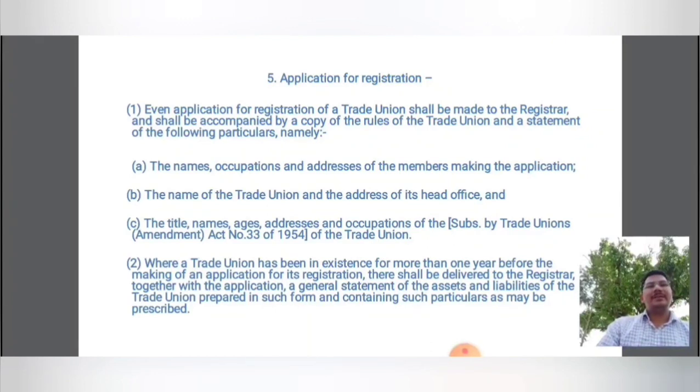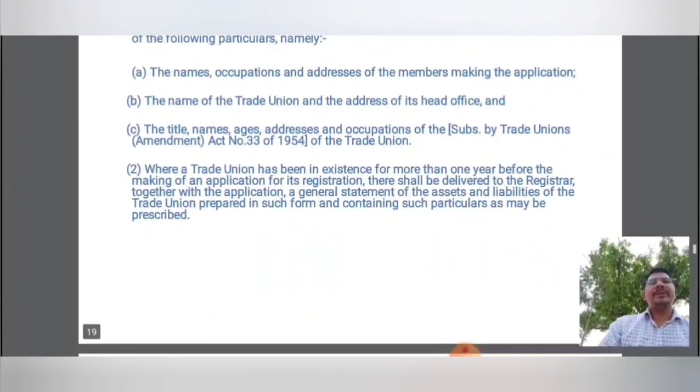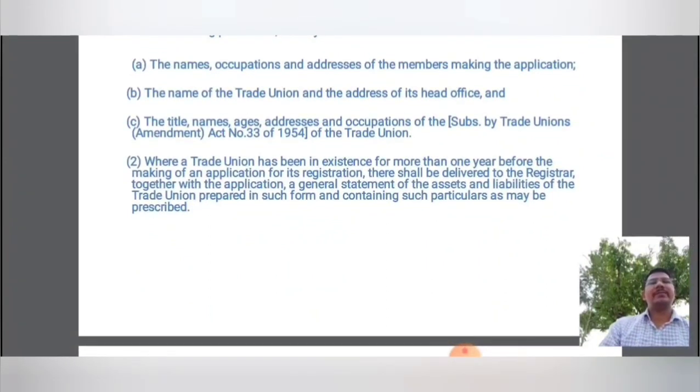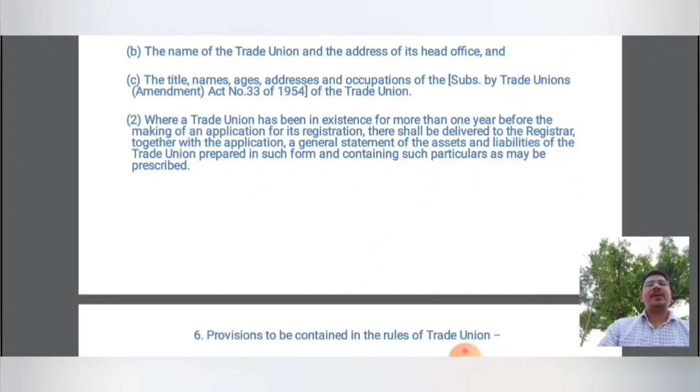The title, names, ages, addresses, occupations under the subsection of Amendment Act number 33 of 1954 of the Trade Union, where the trade union has been in existence for more than 1 year before the making of an application for its registration. There shall be delivered to the registrar together with the application a general statement of assets and liabilities of the trade union, prepared in such a form and containing such particulars as may be prescribed.